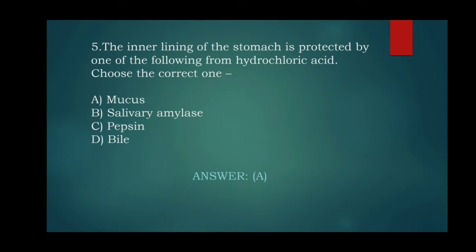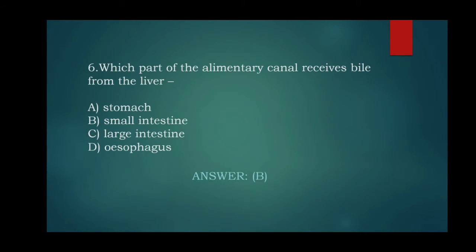Fifth question, the inner lining of the stomach is protected by one of the following from hydrochloric acid. Choose the correct one. Options: mucus, salivary amylase, pepsin, bile. So the stomach has a protective lining of mucus in order to protect the stomach from the hydrochloric acid, that is HCl, present in our stomach. So the correct answer is option A, mucus.